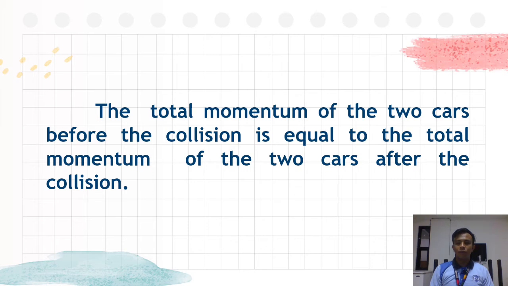The total momentum of the two cars before the collision is equal to the total momentum of the two cars after the collision.